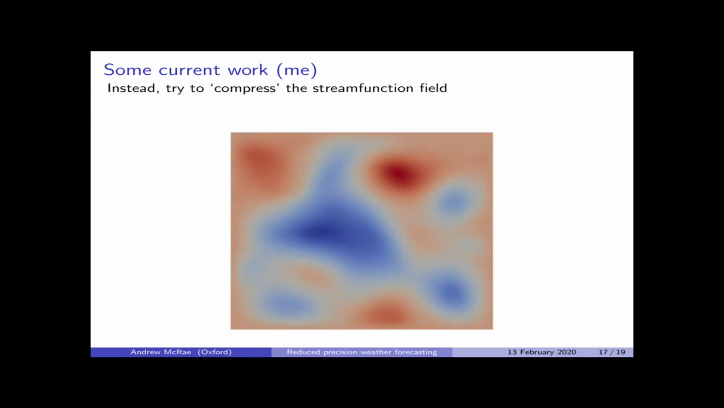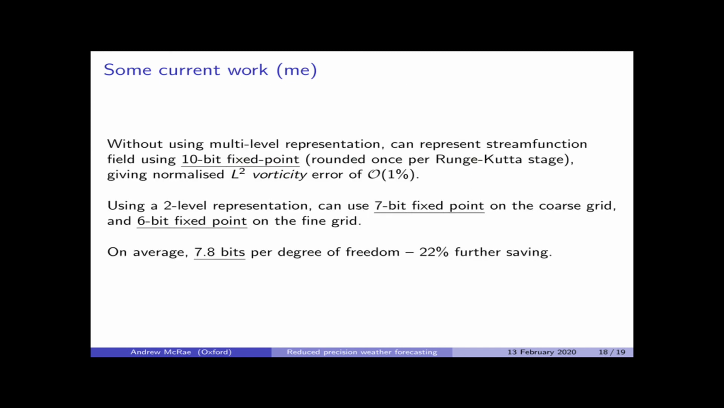But the quasi-geostrophic equations also have a stream function field. You invert a Poisson operator to go from the vorticity to the stream function, and then the velocity is the curl of the stream function. But anyway, the stream function field has much larger scale things going on, and it varies a lot less from grid box to grid box. I found that I could represent this using just, say, 10-bit fixed point arithmetic to get the same sort of error in the vorticity field.